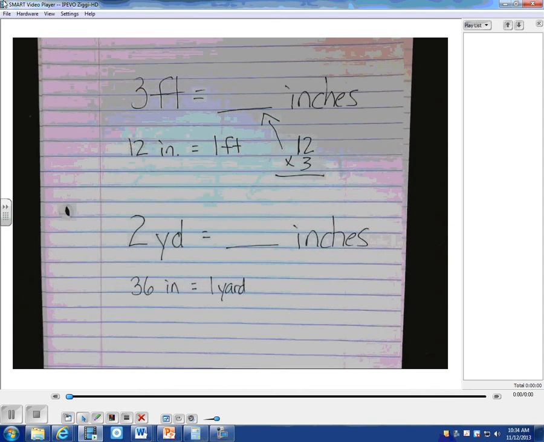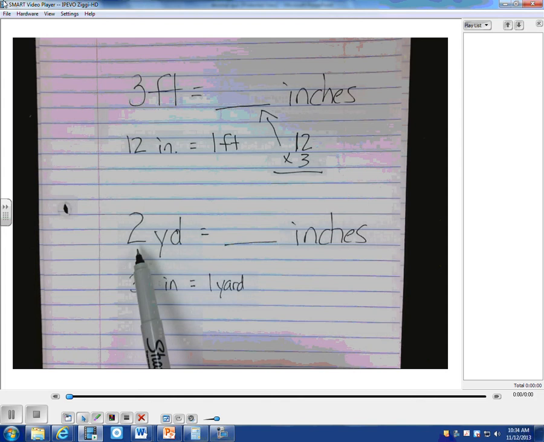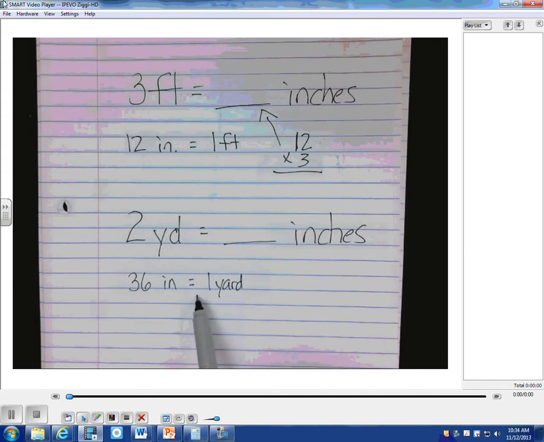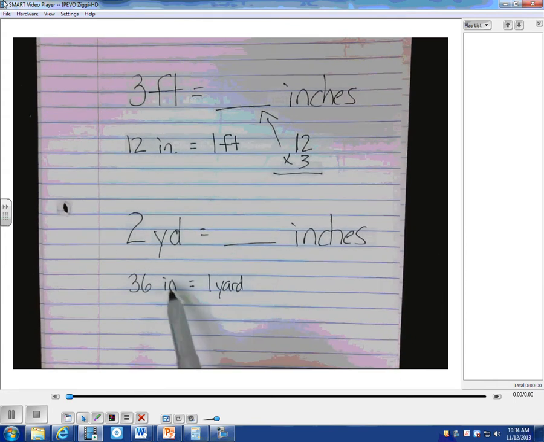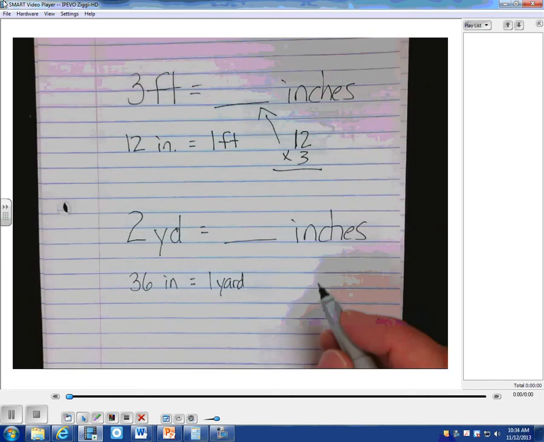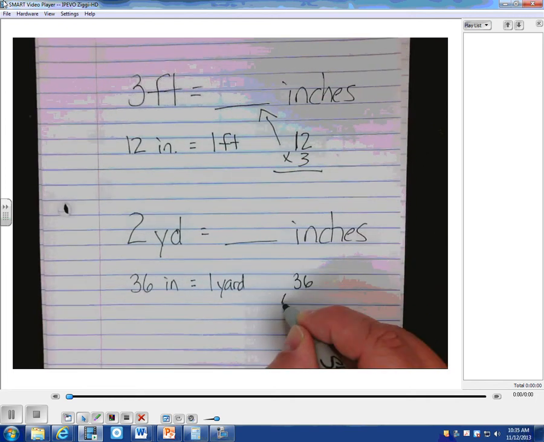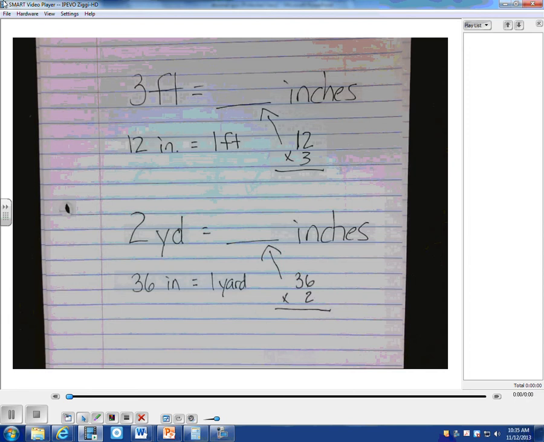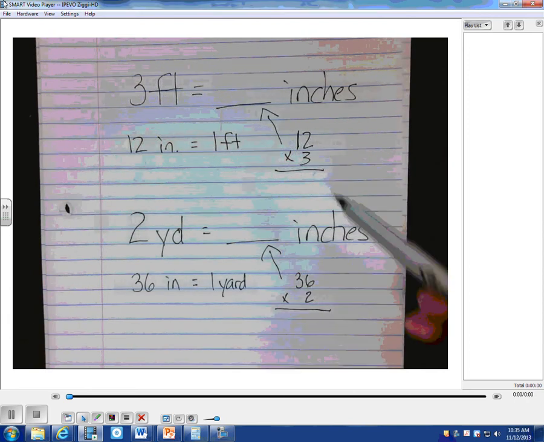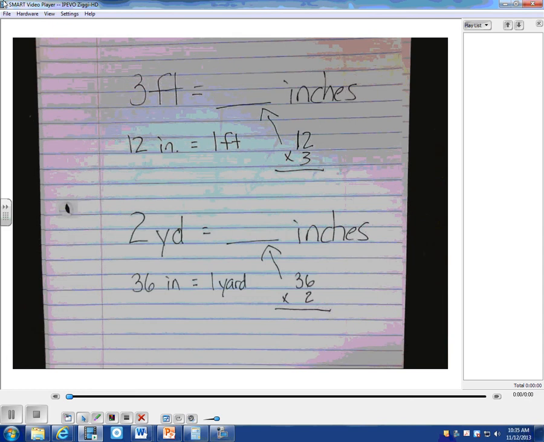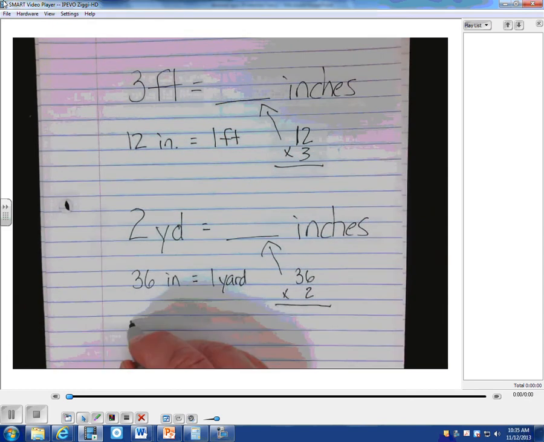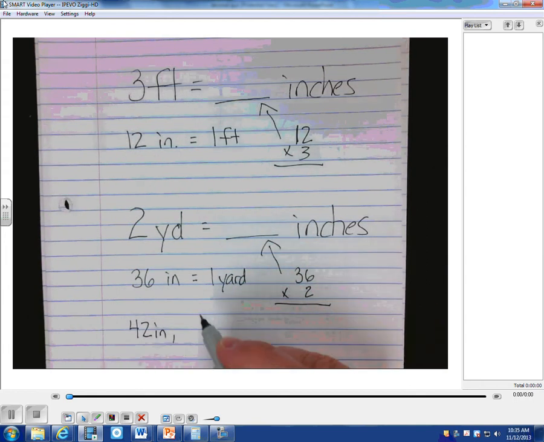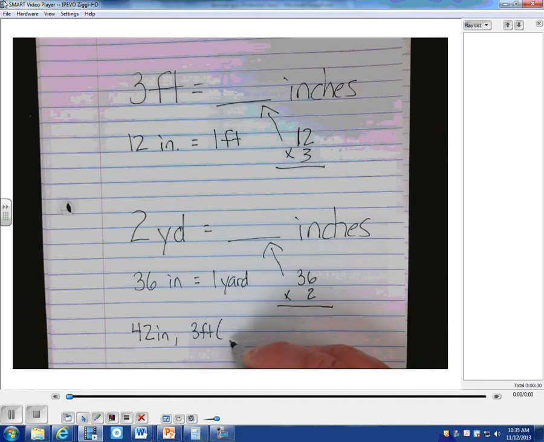Okay? Now, we'll go down to yards. We have 2 yards equals how many inches? I know that there are 36 inches in 1 yard. But I need to figure out how many inches would be in 2 yards. So I'm going to do the same thing I did up at the top. 36 times 2. And that's going to give me an answer that would go there. Okay, so once you have those two conversions, then we know that we had 42 inches. And we had 3 feet. But in parentheses, I'm going to put how many inches is that?